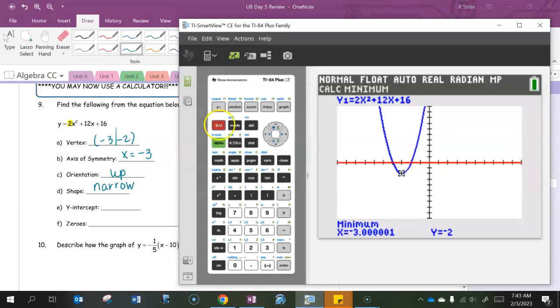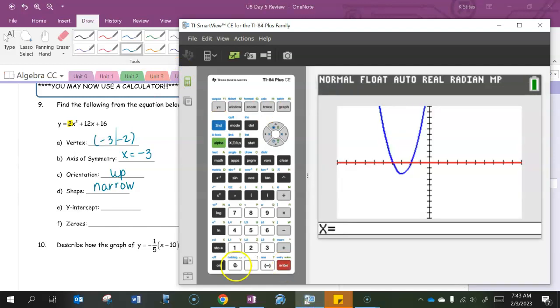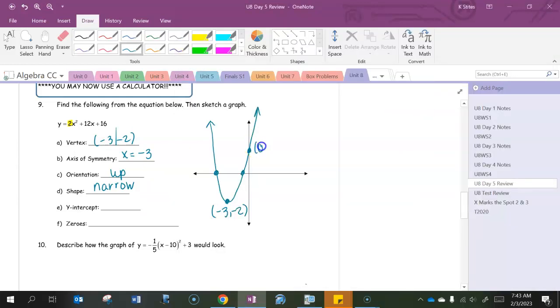Y-intercept, we're going back to second trace. We're choosing value, and our y-intercept is always at x equals 0. That's up at 0, 16. Okay, go ahead and plot it on the graph and here as well.